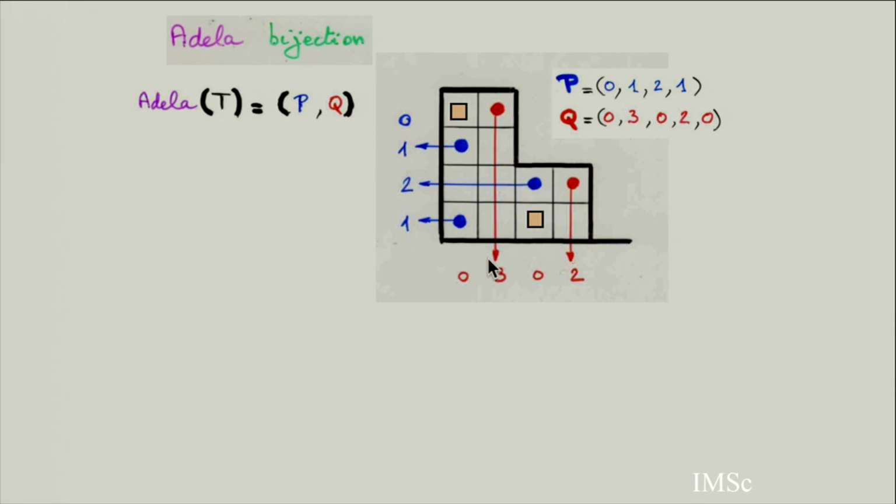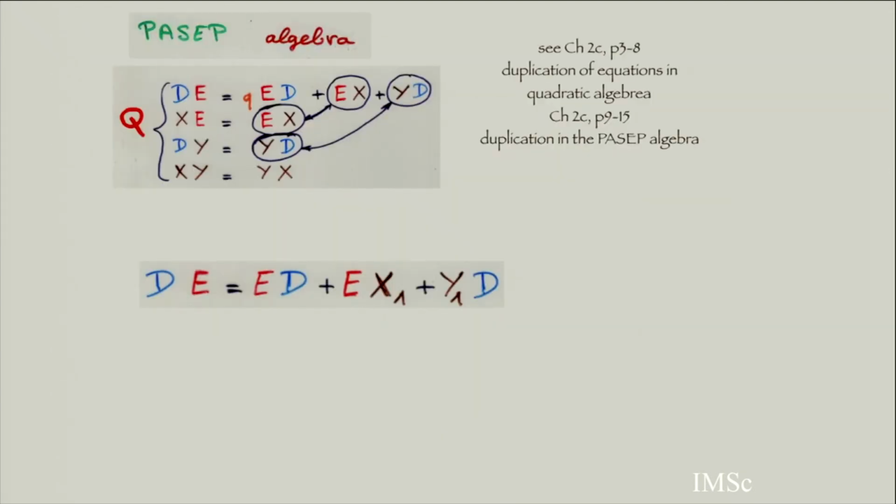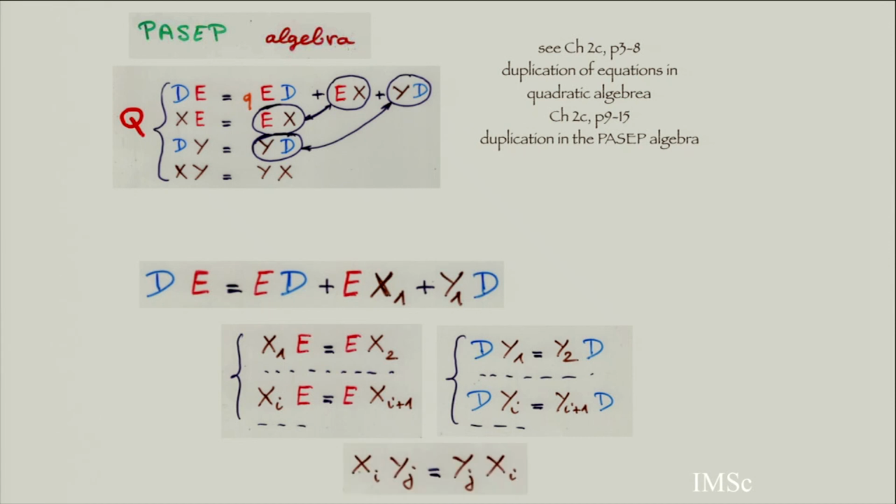I need the pair PQ. And I claim that my pair PQ, by the philosophy of demultiplication of equation, is exactly in bijection with the general alternative tableau. You just have to reverse. This is exactly the philosophy.